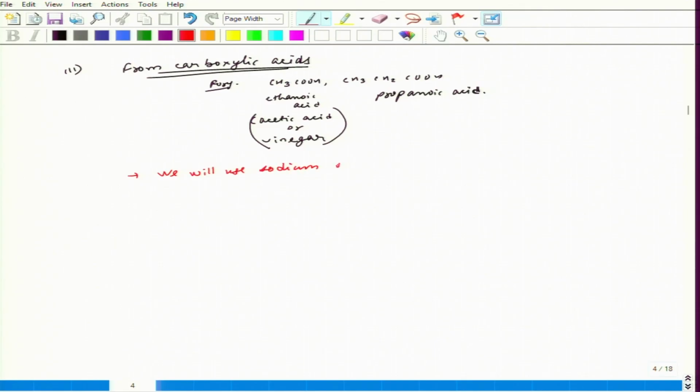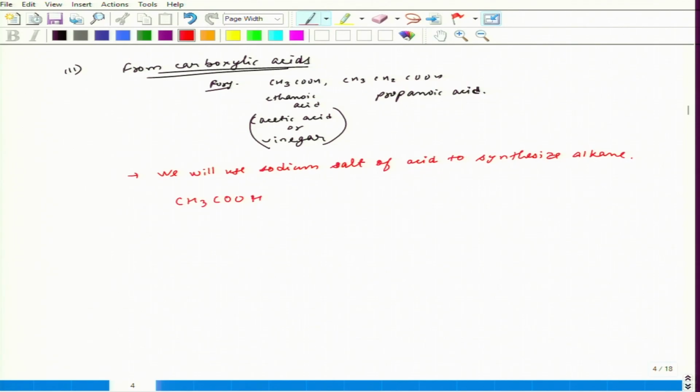We will use the sodium salt of an acid to prepare, or to synthesize, alkanes. Now, how will we do it? Okay. Let us take an example of ethanoic acid, CH3COOH.